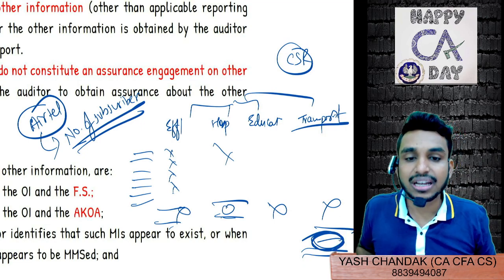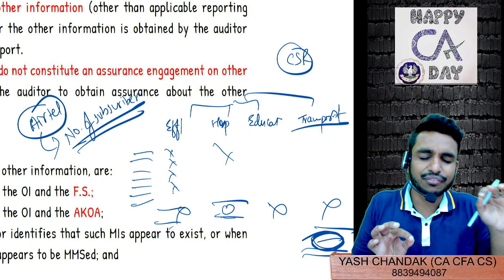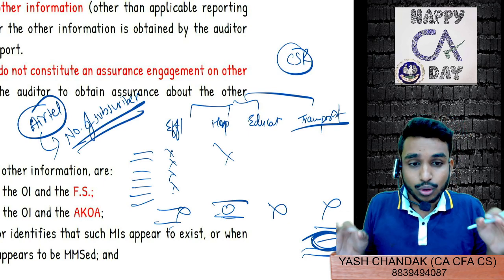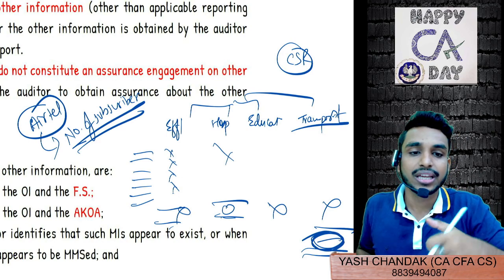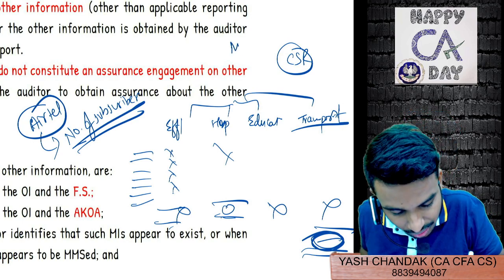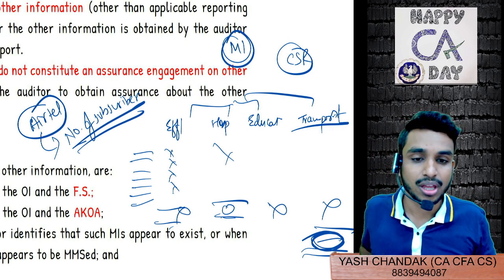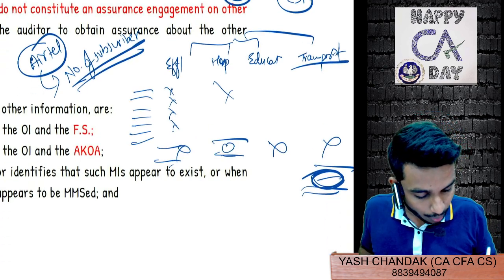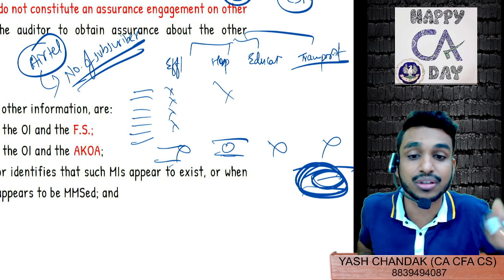So SA 720 overall says that whatever information you find in the financial statements and whatever you find in other information, you should tally. And if there is any material inconsistency, MI, what does inconsistency mean? The amount does not tally. The CSR expense in the financial statements is different from the amount in the CSR report, in the annual report, the other information.